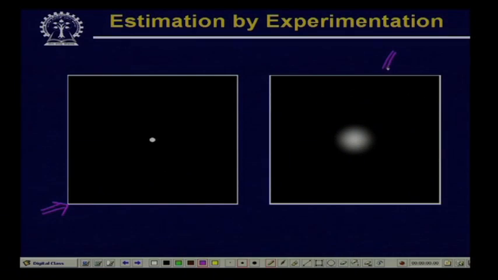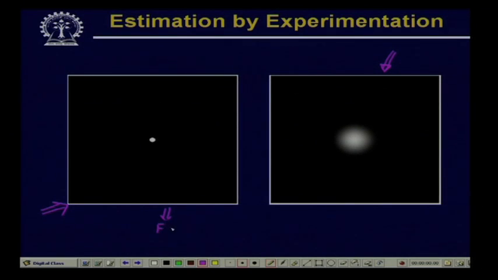So, by experimentation, what we have done is we have taken a similar imaging setup and then simulate an impulse by using a very narrow, strong beam of light, as has been shown in this particular diagram. On the left hand side, this one shows such a simulated impulse, and on the right hand side we have the response to this impulse as recorded by the imaging device.